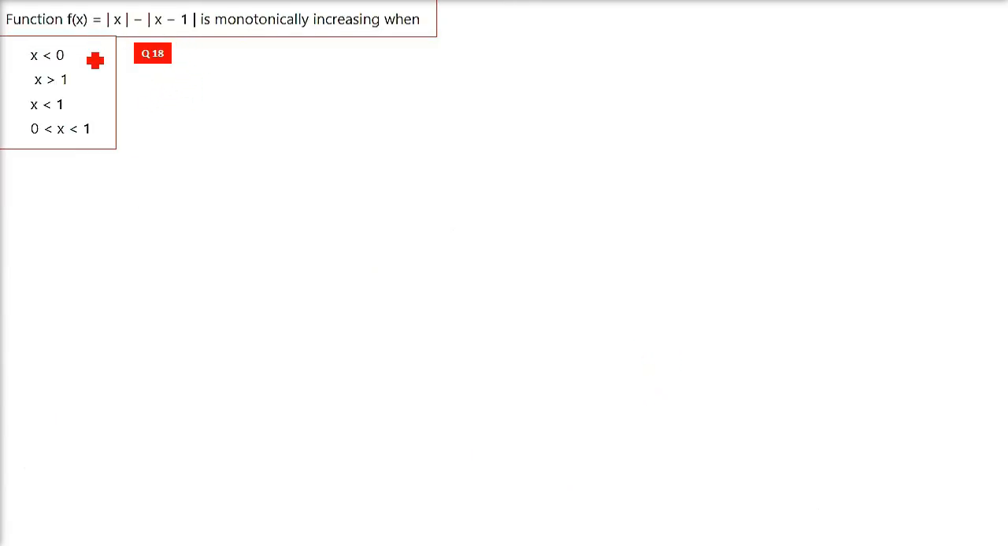Now we have this mod x and mod x minus 1 is monotonically increasing when. So before that, there will be certain cases here. If you see all these options, very carefully see the 4 options being given. So what do we have? X and x minus 1. When will mod x be 0? When x is 0. When will x minus 1 equal 0? When x is equal to 1. So this 0 and 1, these are the points on which we can devise 3 cases.